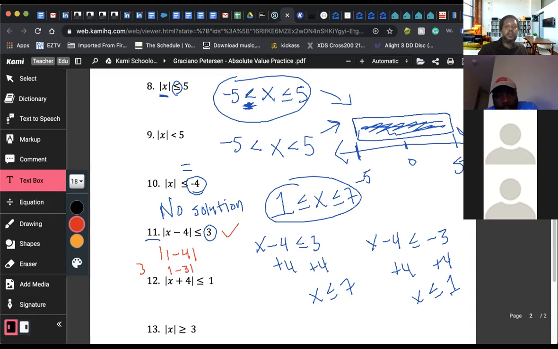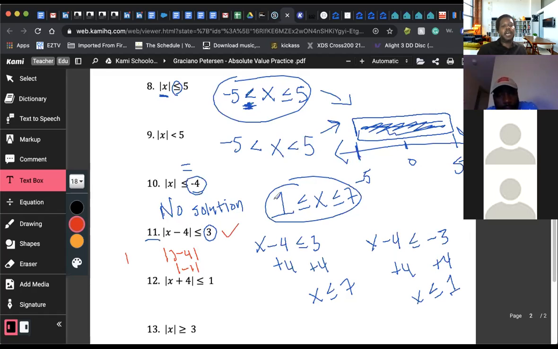Let's try another number, because it's any number in between 1 and 7. That's what this says. Let's try the number 3, because 3 is in between 1 and 7. So what is the absolute value of 3 minus 4? 3 minus 4 gives me negative 1. What's the absolute value of negative 1? It is 1. Is 1 less than or equal to 3? It is. So it works.